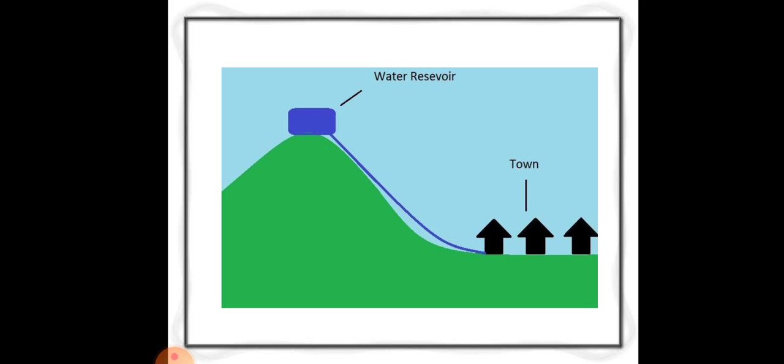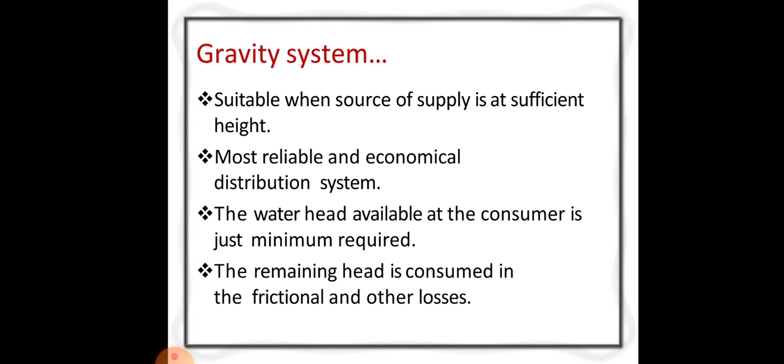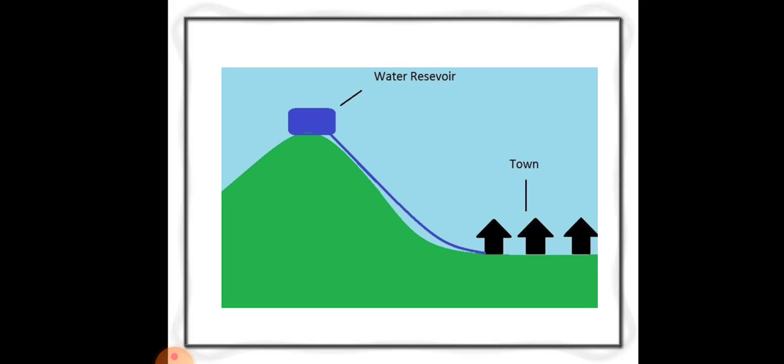Like you can see here, there is a water reservoir, and this is the town or the locality where the water has to be distributed. We don't need any pumping method here to pump the water from the source to the pipelines. So, this is a gravity system. The consumers can get water from the reservoir by the force of gravity, and the pipes will be laid such that the reservoir is placed at a higher level compared to the points where the water has to be distributed.